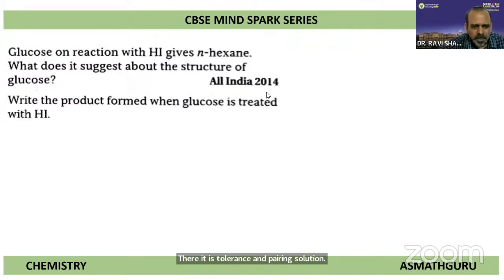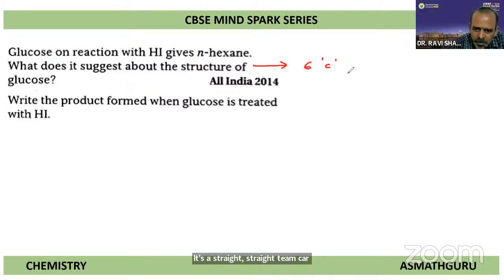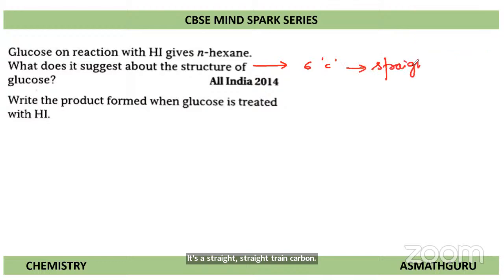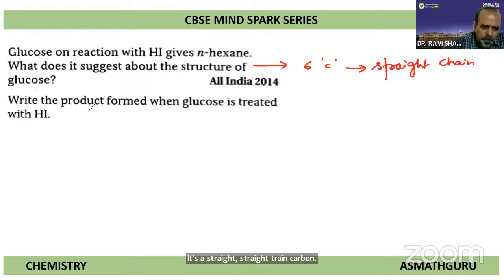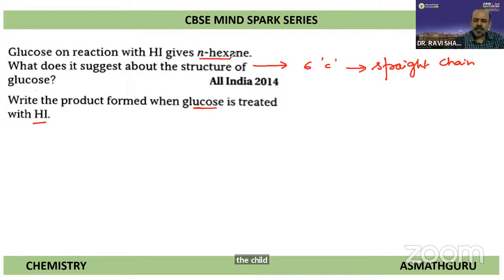Glucose on reaction with HI gives n-hexane. What does it suggest? It is a straight chain carbon. There are 6 carbon atoms, and all 6 carbon atoms are in a straight chain. Next, what product is formed when glucose reacts with HI? Only n-hexane is the answer.